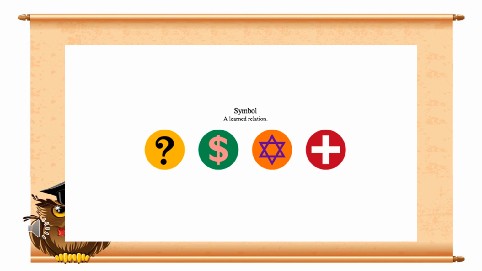Okay, so we also have symbols. This is a learned relation. That is a meaning. We have a symbol of a question mark here, the symbol of a dollar, and another one here. And the last one here, I think, is a red medical cross. So those are some examples of symbols.